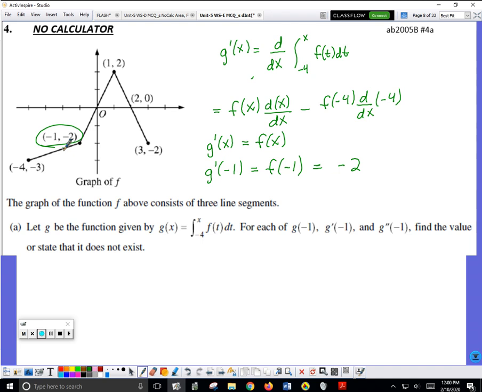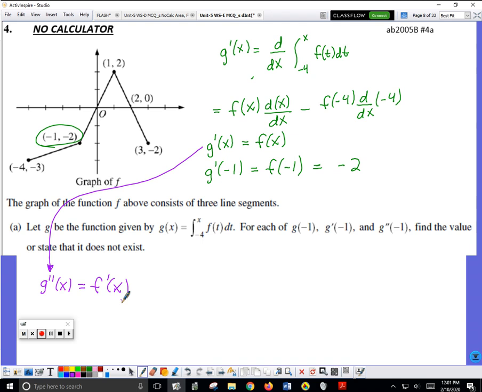Question? Okay, we're supposed to find g double prime of -1. That's not differentiable. You're a couple of steps ahead, so let's just make sure everybody else can see it. The formula says g prime of x is equal to f of x. Therefore, g double prime of x is equal to f prime of x.